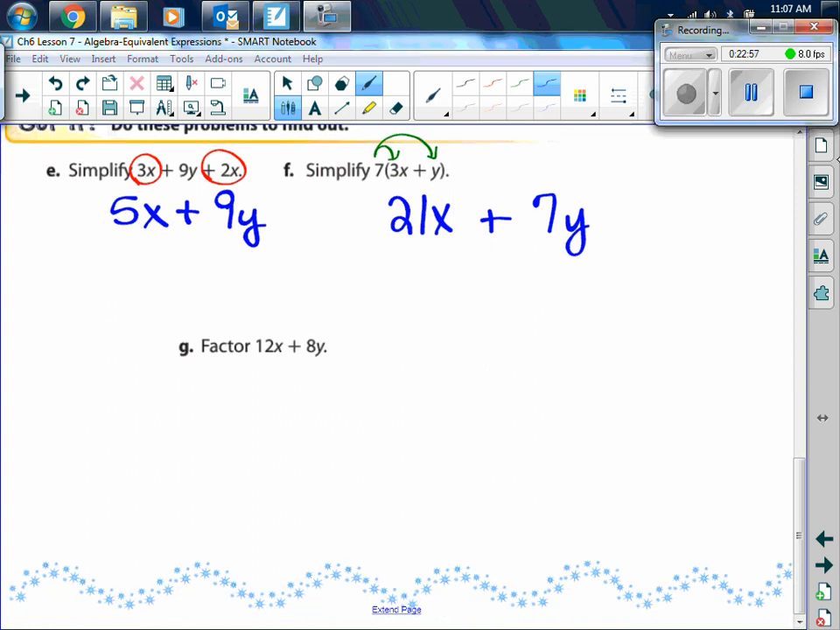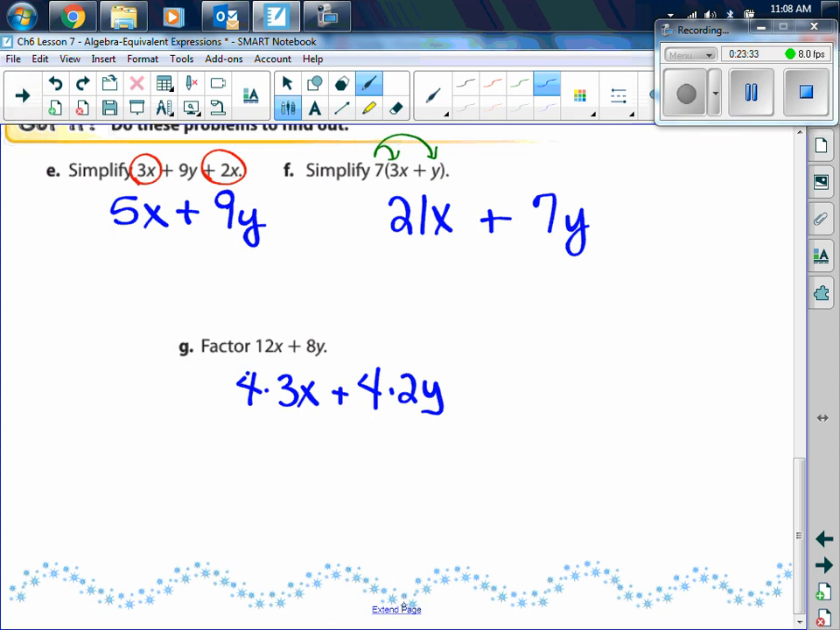For letter G, we're going to factor. Okay? So we're not simplifying like we were in problem E and F. This one we're factoring. So we want to know what is the GCF of 12x and 8y. 4. Very good. So when we rewrite, we're going to write 4 times 3x plus 4 times 2y. Does everybody see if I multiply those, I'm going to end up with the same thing that I started with? Okay?